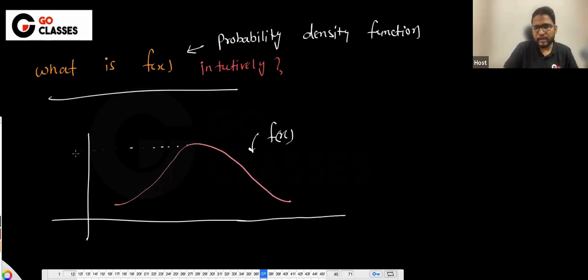Answer is yes. It could be anything. Maybe let's suppose this is 10. Since this is not a probability, this is something else. It could be anything actually. So the maximum value of this f(x) could be anything. I mean, the maximum value of the probability is 1, that I agree, but the maximum value of f(x) could be anything.